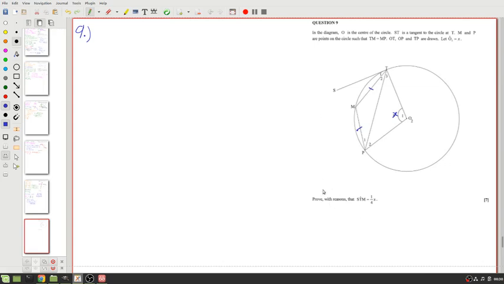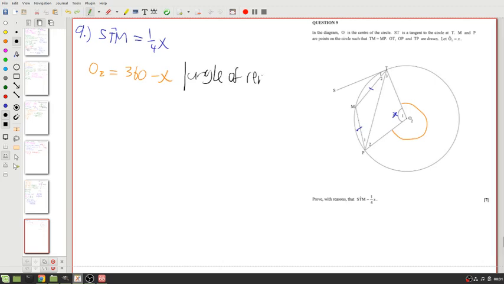Okay. Let's get into the question. We have to prove that angle STM, so angle T there, is equal to a quarter X. So what we'll do is we'll start off by saying if this part is X, then this whole part must be 360 minus X. So we're going to say O2 equals 360 minus X. And the reason would be angle of revolution. So that just means that a whole circle is 360 degrees.